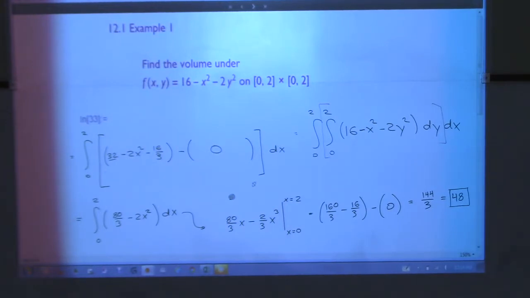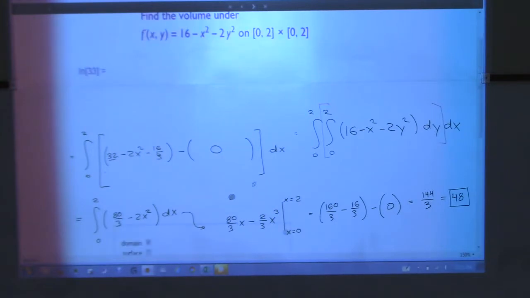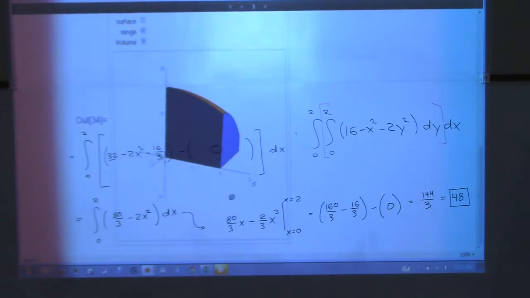The volume of that very weird shape that's curved is 48. 48 what? I don't know. It depends. Units, whatever the units are. Cubic feet, cubic inches, cubic miles. All right, that's how it's done.